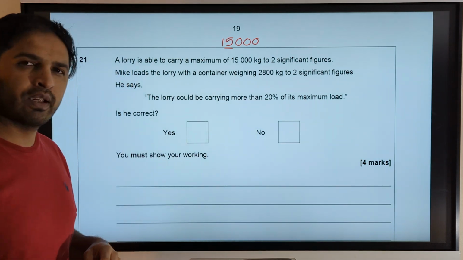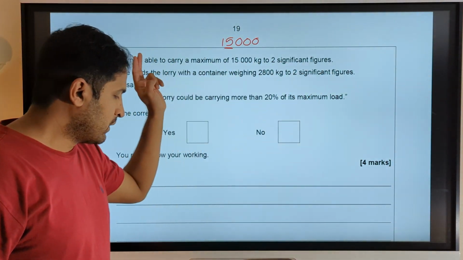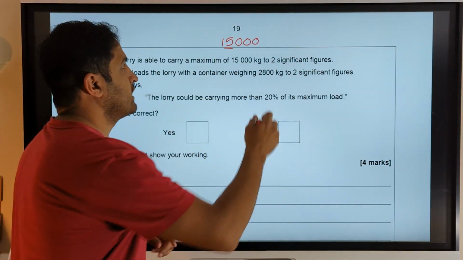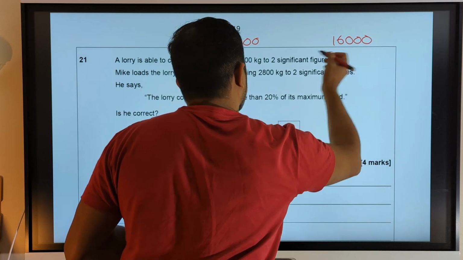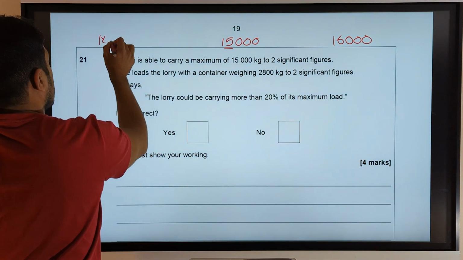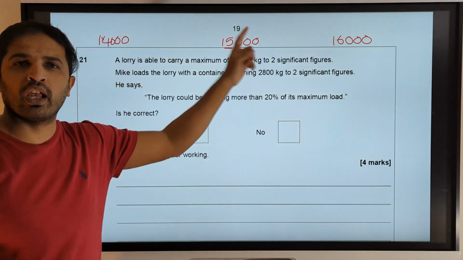That's the second significant figure. So at 2 significant figures, we're looking for the neighbor. What's the next number going to be on the other side? So it would be the 16,000, and then you can have 14,000. Obviously these are your neighbors.